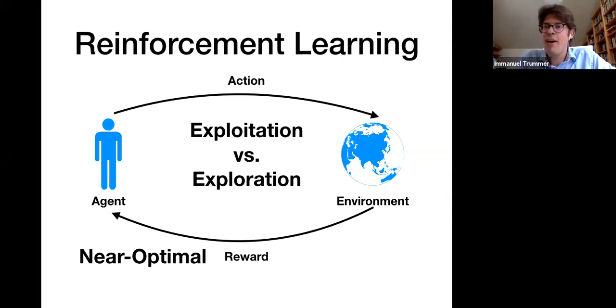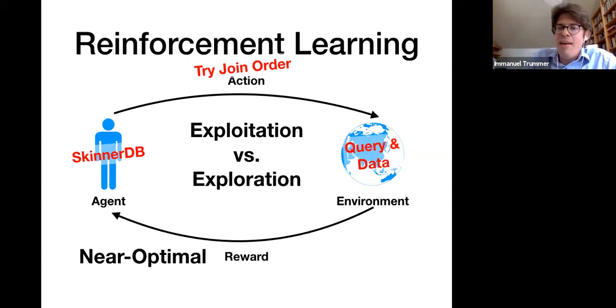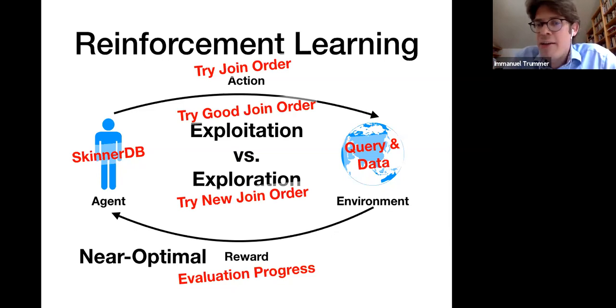And we want to leverage that for the domain of query evaluation. Here, the agent is our database system SkinnerDB, and one action corresponds to trying one join order for one episode. The environment is defined by query and by data properties, and we will define rewards as being proportional to query evaluation progress. And I'm gonna tell you more later about how we define that precisely. Now here again, we have the trade-off between trying join orders that currently seem to work well versus trying join orders about which little is known.